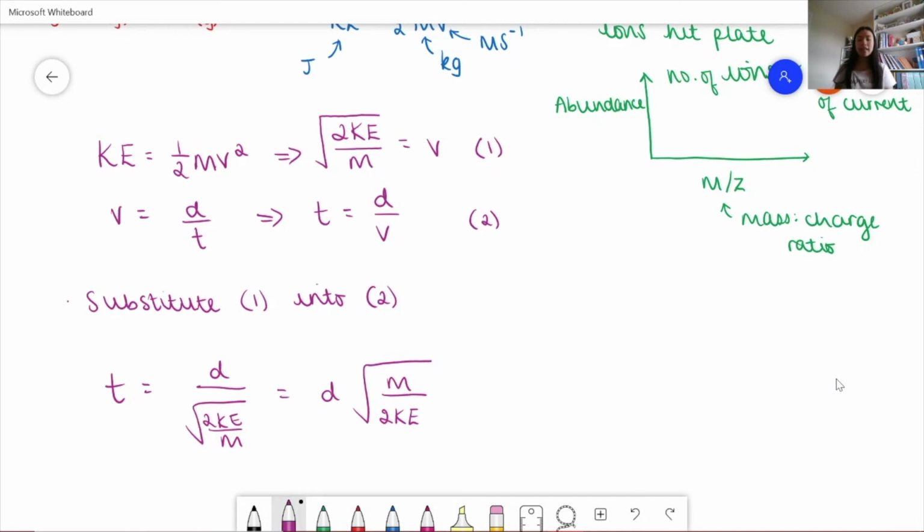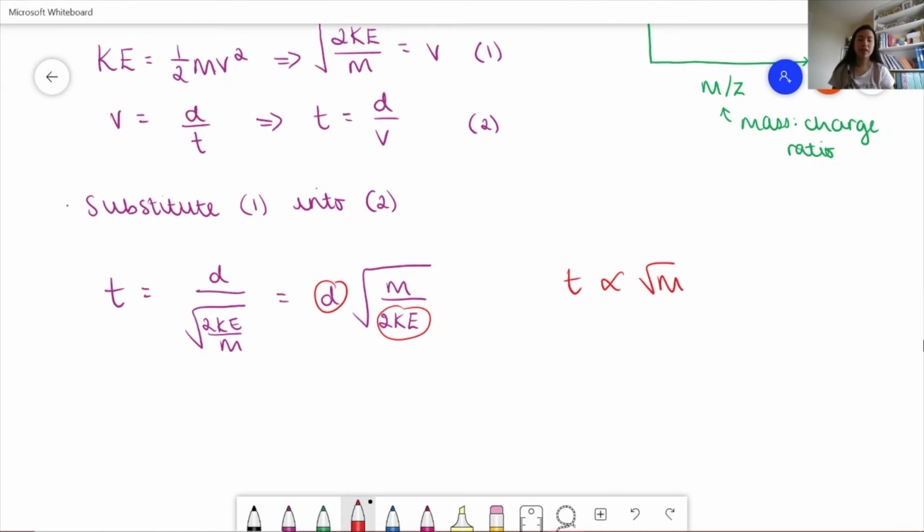And now thinking about the kinetic energy, we know that all of the ions will have the same kinetic energy because in the acceleration area, we've accelerated all of them so that they have the same kinetic energy. And so this actually doesn't affect the time it takes for ions to reach the detector. And the distance here is the same for all of the ions because the flight tube is a specific length. And so these don't affect it. And so we have that t is actually directly proportional to root m.